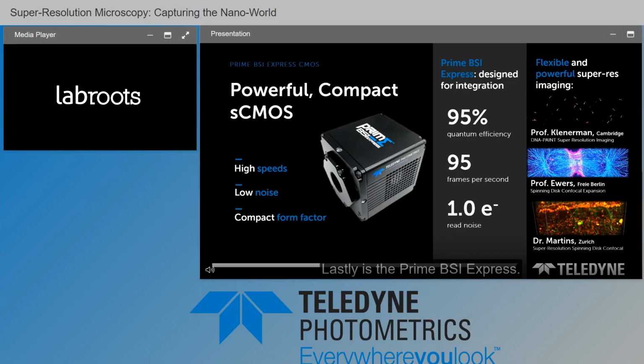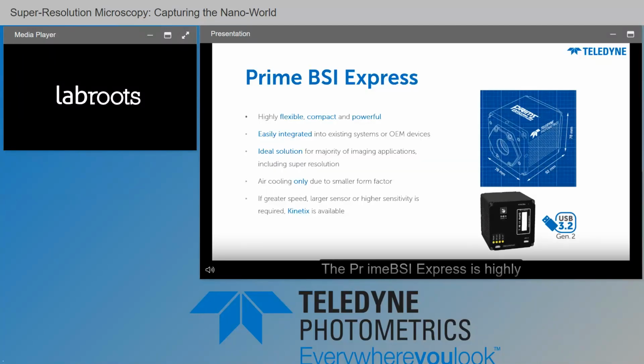Lastly is the Prime BSI Express. This has a similar pixel size to the Kinetix at 6.5 and retains a high quantum efficiency, high speed, and low read noise. And this one comes with a compact form factor. It's been widely used for super resolution as well. The Prime BSI Express is highly flexible, compact, and powerful, and is easily integrated into existing systems or OEM devices. It's an ideal solution for the majority of imaging applications, especially super resolution, but due to the smaller form factor, it's only air cooling. If you do need a greater speed, larger sensor, higher sensitivity, or liquid cooling, the Kinetix family are available.